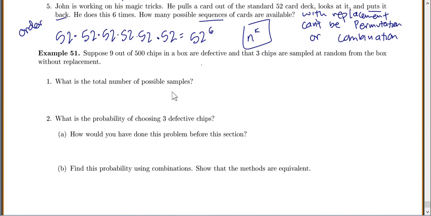Okay. Let's see. It's without replacement, so that means it could be a permutation or combination. And do you think that the order matters which chip I draw first? I wouldn't think so. We're just drawing out 3 chips and looking at them, so order does not matter.